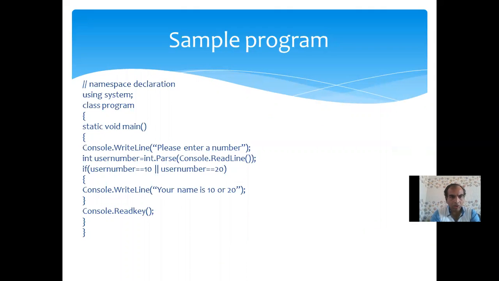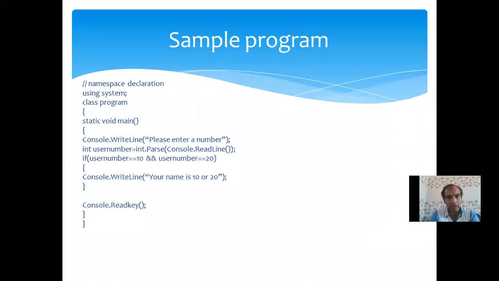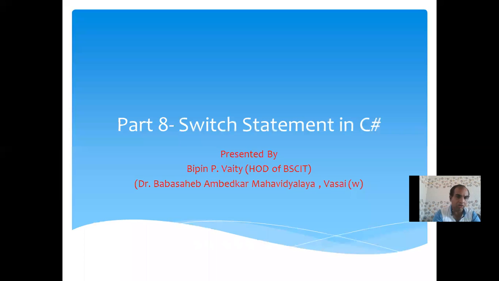Next, two conditions over there. If user number is equal to 10 or user number is equal to 20, you are saying your number is 10 or 20. But when you write and, your number being 10 and 20 is not possible. Okay, next, the switch statement in C#.